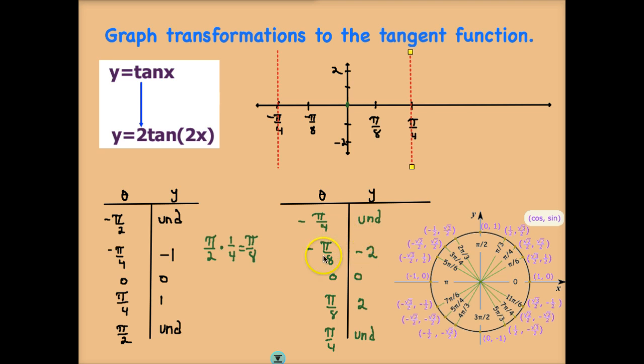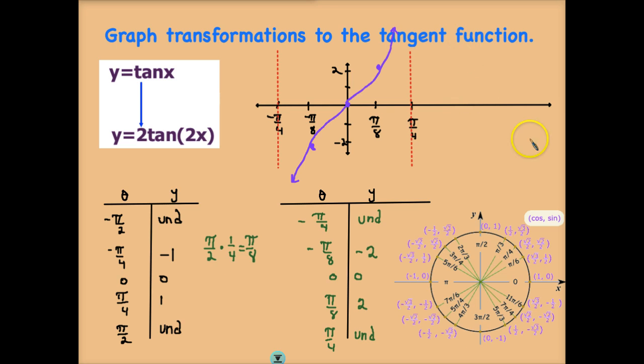Now I can plot negative pi over 8, negative 2, right down here. I can plot pi over 8, positive 2, right up here. And you can see, here's my 0, 0. Through these 3 points, because I know the shape from my parent function portfolio, I'm able to draw in my tangent function. And remember that my end behavior will follow those asymptotes.